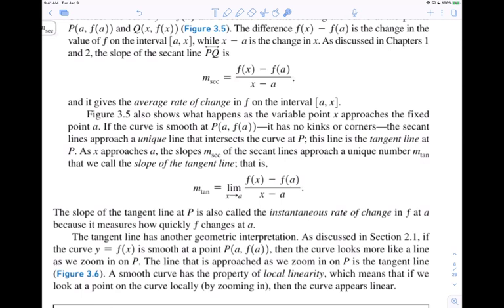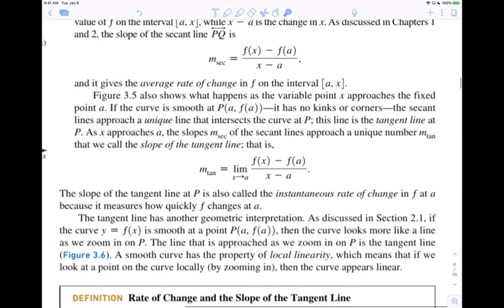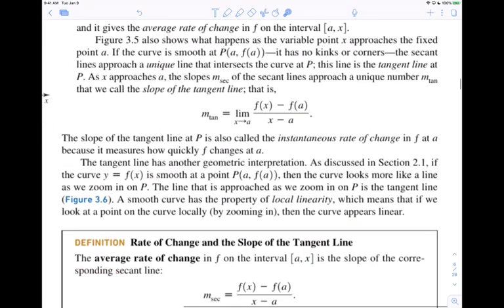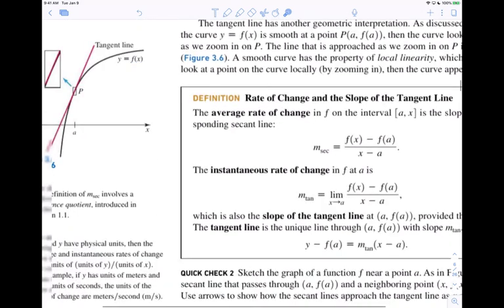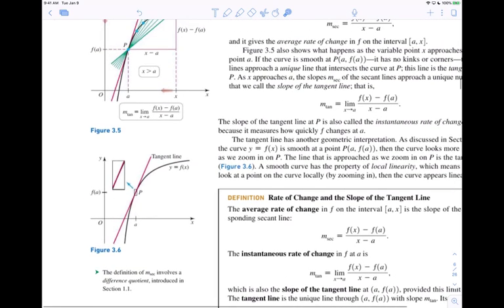The tangent line has another geometric interpretation, as discussed in section 2.1. If a curve is smooth at a point, then the curve looks more like a line as we zoom in on P. The line that is approached as we zoom in on P is the tangent line in figure 3.6. A smooth curve has the property of local linearity, which means that if we look at a point on the curve locally by zooming in, then the curve appears as a line. So let's glance at 3.6 real quick. If we zoom in on a curve, it's going to behave like a line. That is what we mean by the tangent line.